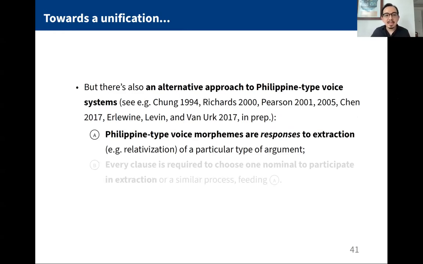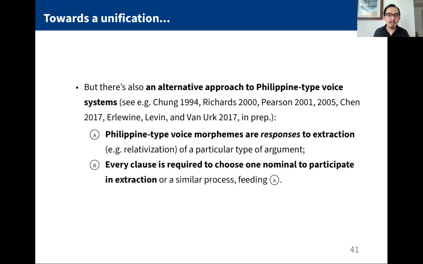Element A is that Philippine type voice morphemes are some kind of extraction marking morphology. They are responses to extraction of a particular kind of argument. And element B is that every clause is required to choose one nominal to participate in extraction or a similar process. And that will explain the fact that in every type of clause, we get this A process morphology. So let me talk a little bit more about these two components of the analysis, A and B.